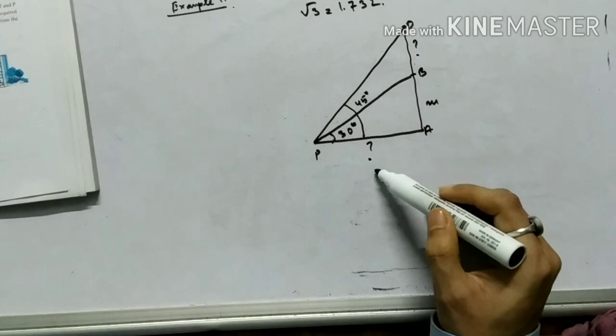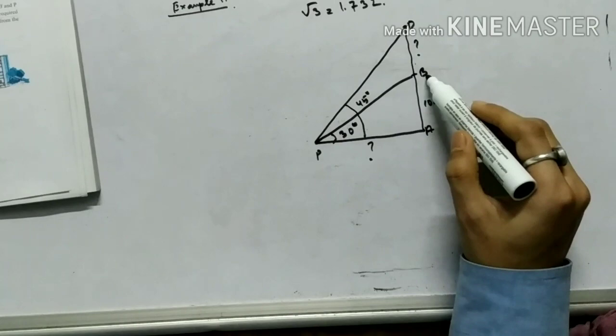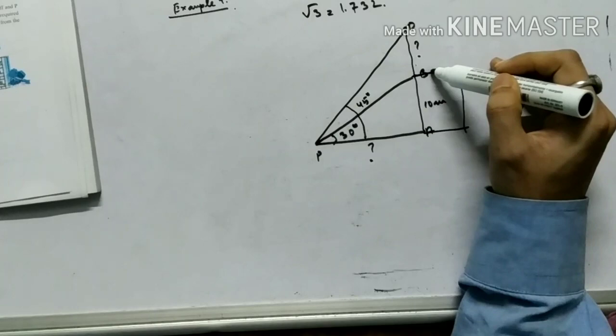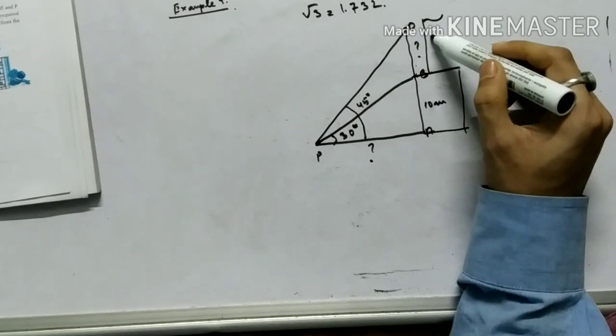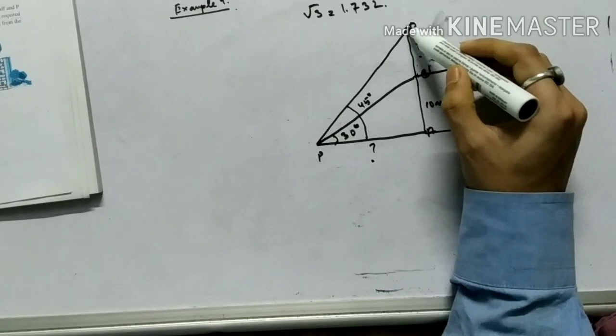This is the 10 meter tall building, it is given as 10 meter, BA, which is the building here. The height of the building is 10 meter, and on top of this building there is a flag. Instead of drawing the flag in this way, you can say that this is the flag.